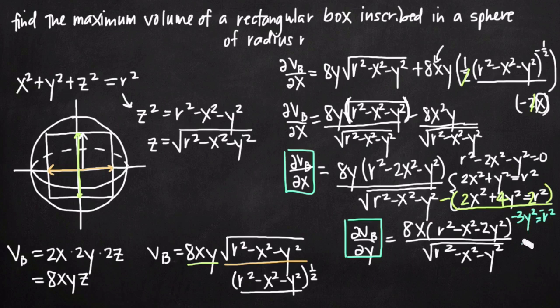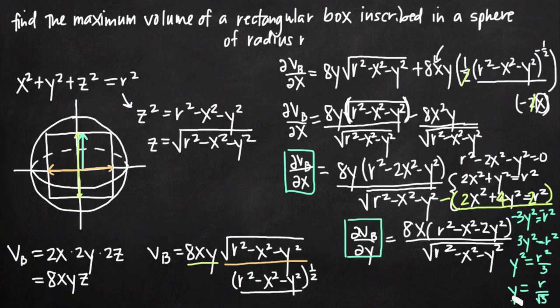If we multiply both sides by negative 1, we get 3y squared is equal to r squared. Dividing both sides by 3, we get y squared is equal to r squared over 3, and then taking the square root of both sides to solve for y, we get y is equal to positive or negative r over root 3. But keep in mind that we can't have the negative value, negative r over root 3, because that would give us a negative value for y, and again, we're talking about a real distance for y. If we had a negative value for y, our rectangular box would not exist. So the only value for y that works is y equals positive r over root 3.